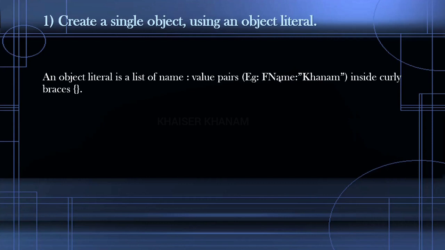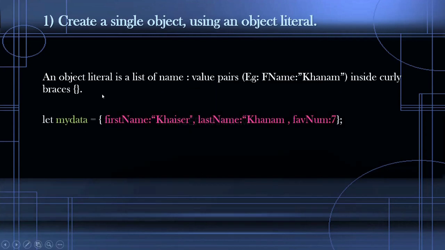In our previous session, we already saw what properties and methods are. If you have not understood, no problem, there are still plenty of things to learn in objects. This is how we create an object using object literal. It's a simple way. We just create one variable, open curly braces, and inside this we pass the name value pairs.